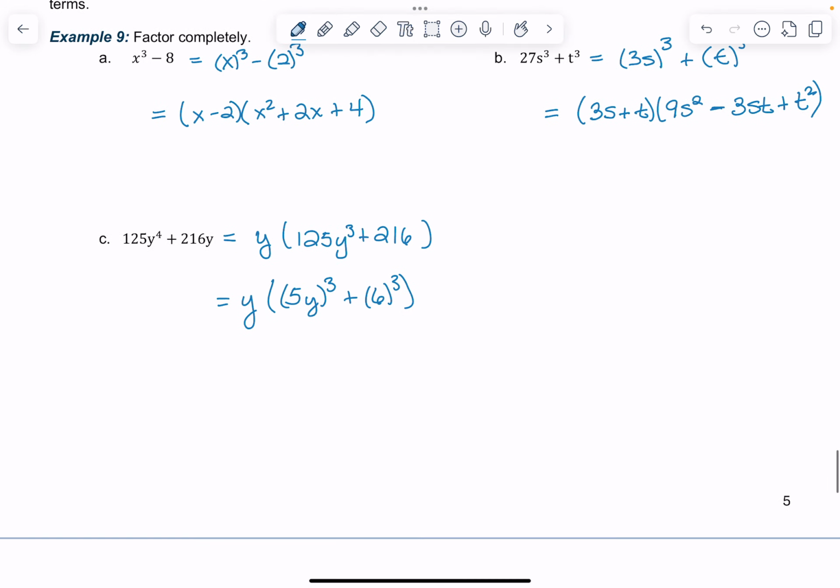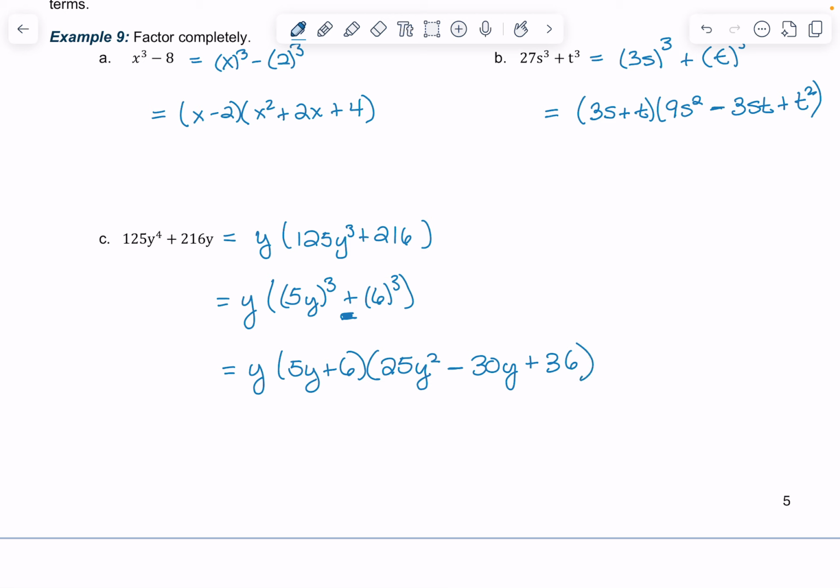I can use my rule again, and I'm going to say that's y times, remember it's a plus b because I have a plus sign right there, 5y plus 6 times, and then I have my 5y squared, so a 25y squared. Remember now I switch the signs, so minus my a times my b, so I'm going to get a 30y there because I have 6 times 5y, plus my b squared, so 36. And we're done. So those kind of cover the special factoring situations, and I hope that's helpful.